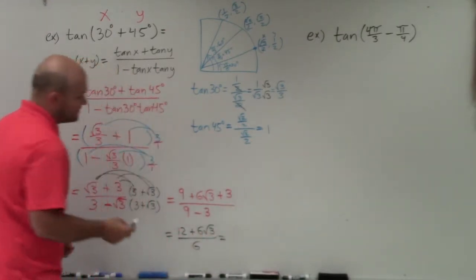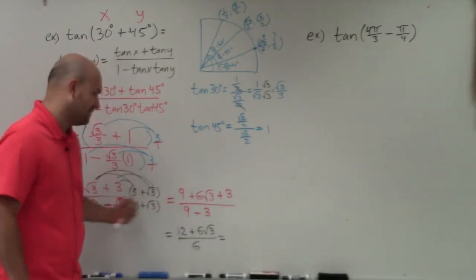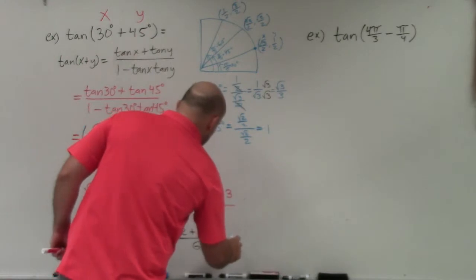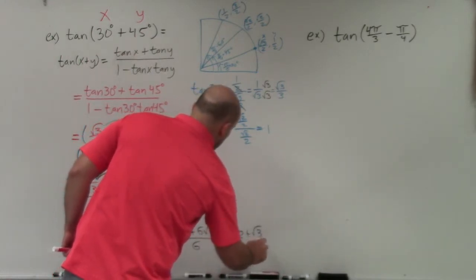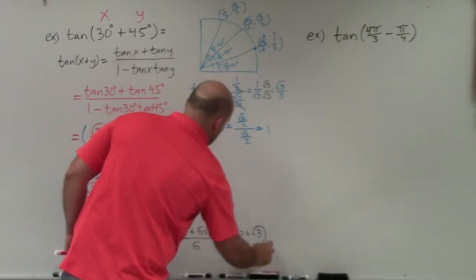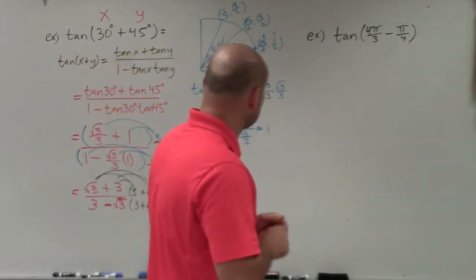And then for my final answer, you see that 6 is a common term of my numerator and my denominator. So I can factor that out. By factoring a 6 out, I'm left with 2 plus the square root of 3. And that would be my simplified answer.